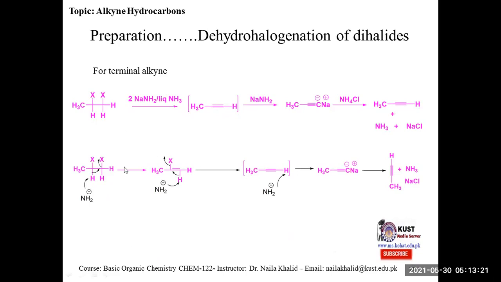Here is the mechanism. Sodamide will furnish you this type of anion, which will attack on this hydrogen. Hydrogen halide is eliminated in the first step, and in the second step it is converted into carbon-carbon triple bond containing this type of intermediate, where this hydrogen can be deprotonated by this type of anion, and acetylide is obtained. This acetylide can be converted into terminal alkyne by using ammonium chloride. So for the preparation of terminal alkyne, you have to modify this step. You have to use ammonium chloride.